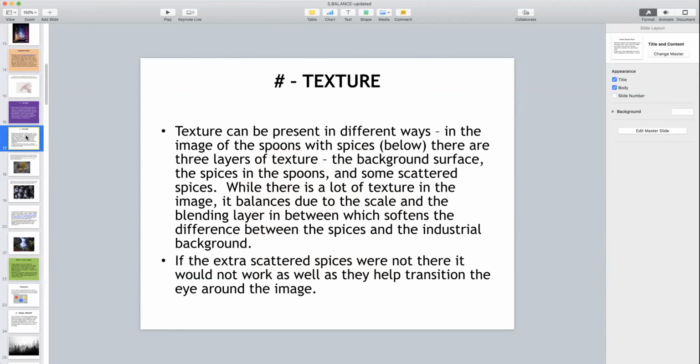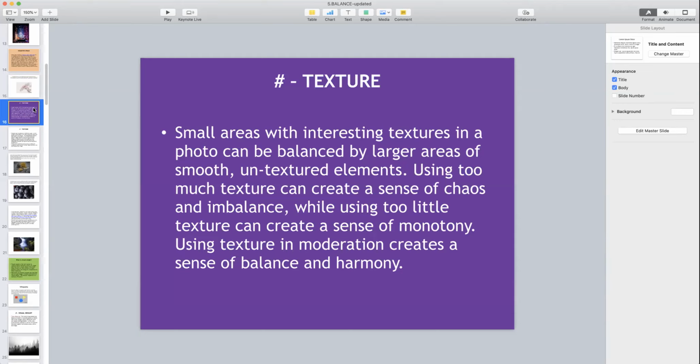Okay, now we are entering into something which is a little tricky to understand, but not that much. We will talk about texture in a different sense also here. Texture does not mean the texture of a tree or texture of a surface. Texture also has some more meanings to it. We will talk about it in these particular images. Small areas with interesting texture in a photo can be balanced by a large area of smooth, untextured element.